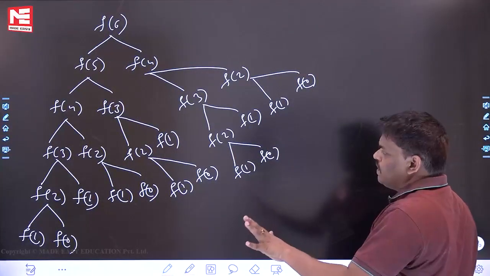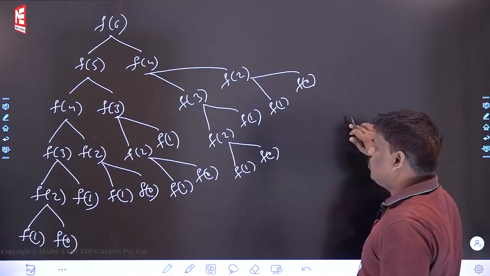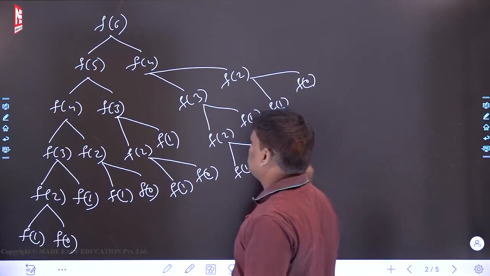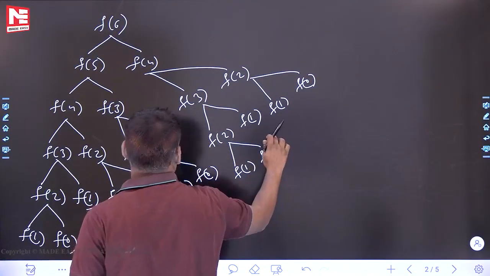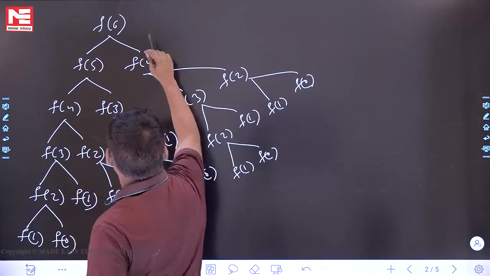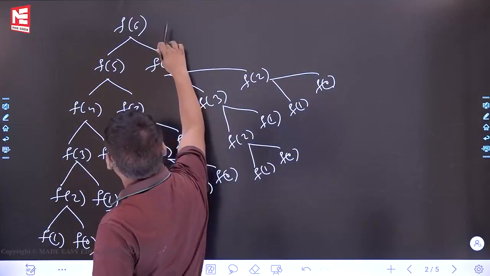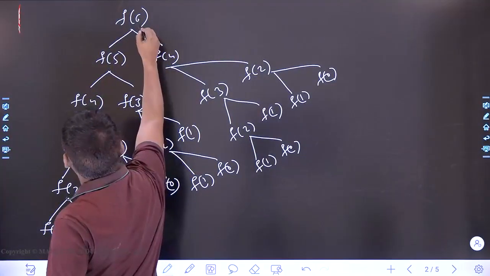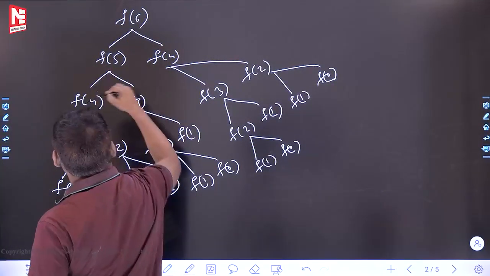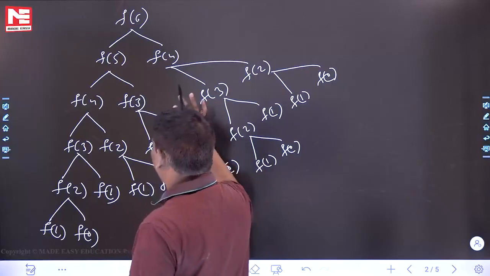I am thinking that you are really comfortable. Let's see this one. Listen carefully. So Fibonacci of 6 calling 5 and 4. 5 is calling 4 and 3, something like that. So it is a binary tree, that is okay.